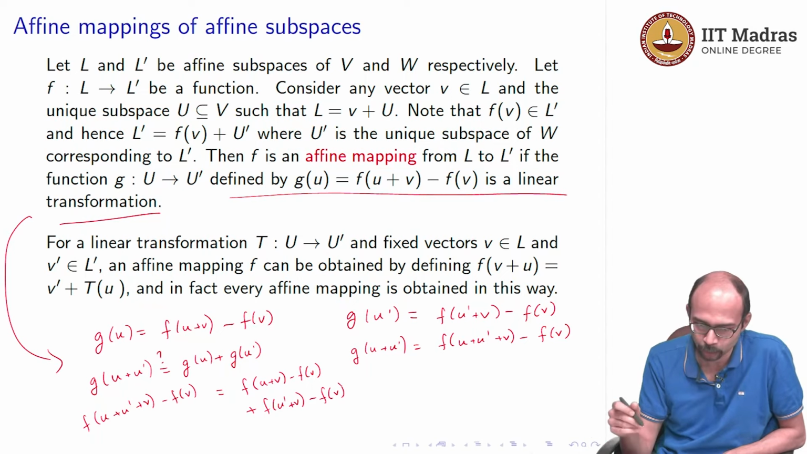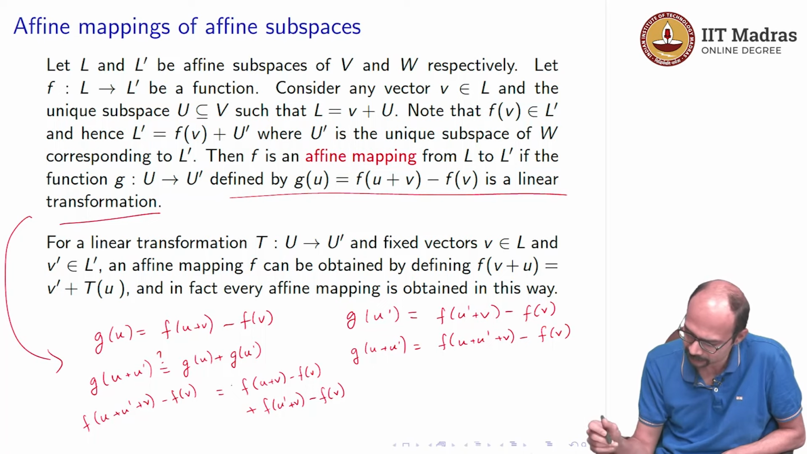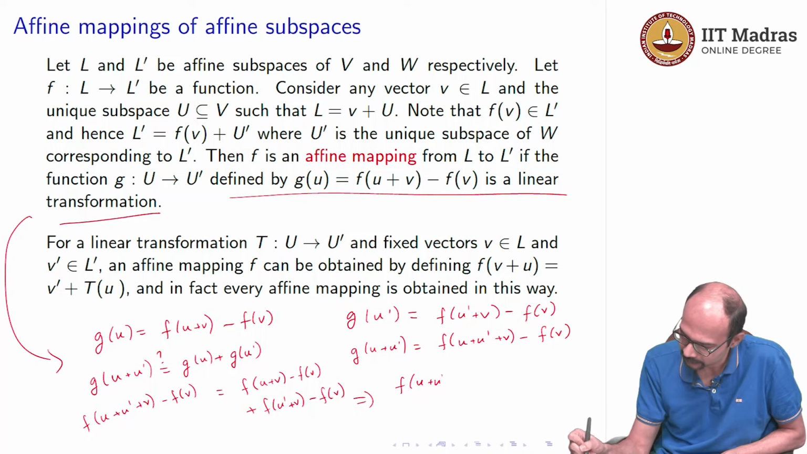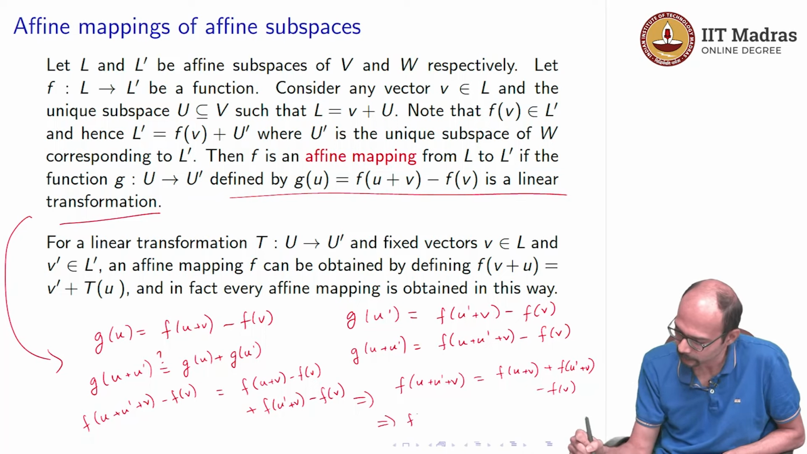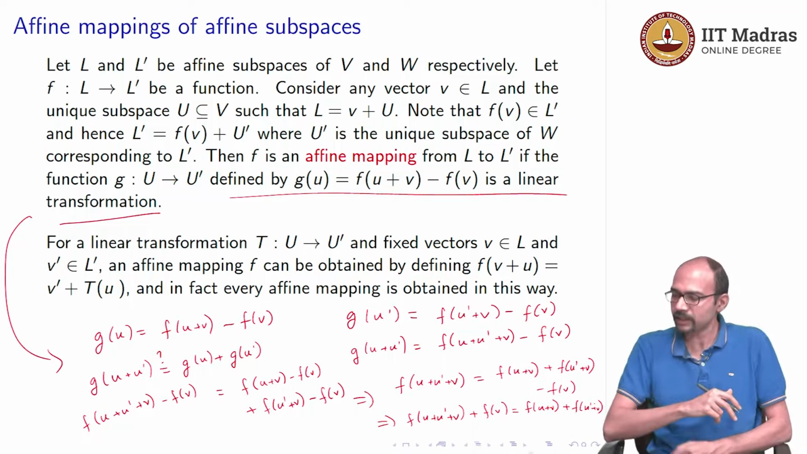I can cancel minus f of v on both sides. So, if I do that, what I get is f of u plus u prime plus v is equal to f of u plus v plus f of u prime plus v minus f of v. Okay, and then I can take that f of v to the other side. So, I get f of u plus u prime plus v plus f of v is equal to f of u plus v plus f of u prime plus v. Okay. So, you can see here what is going on.